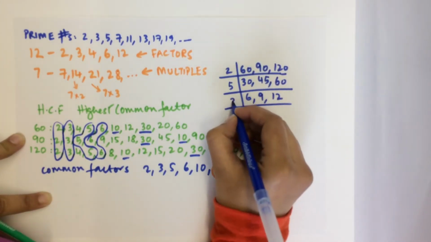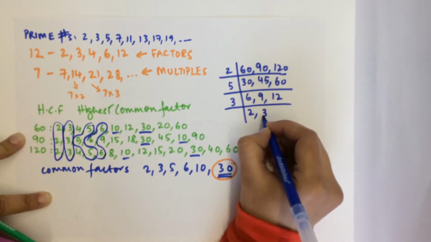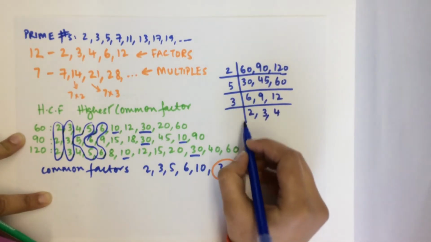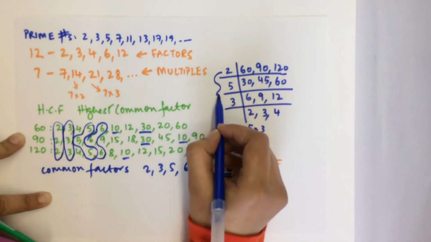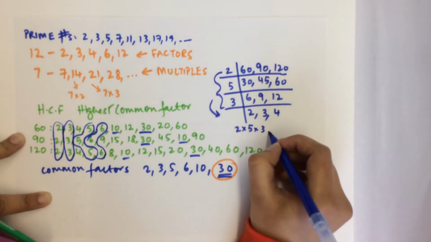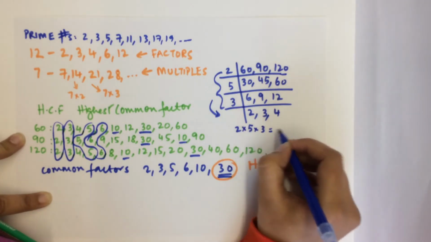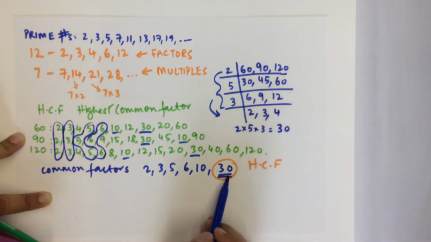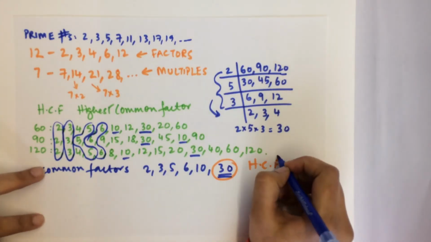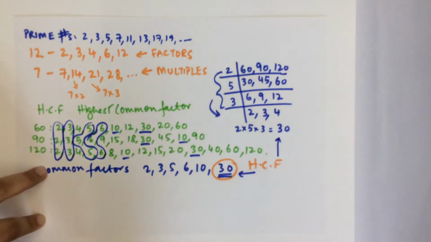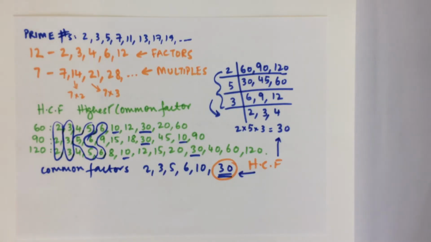All 3 are divisible by 3. 3 2 times 6, 3 3 times 9, and 3 4 times 12. So 2 times 5 times 3, I've got the product of these 3 here. That is 2 5 times 10, 10 3 times 30. So 30, as here as well, is the highest common factor. Okay, that's the highest common factor for 60, 90, and 120.